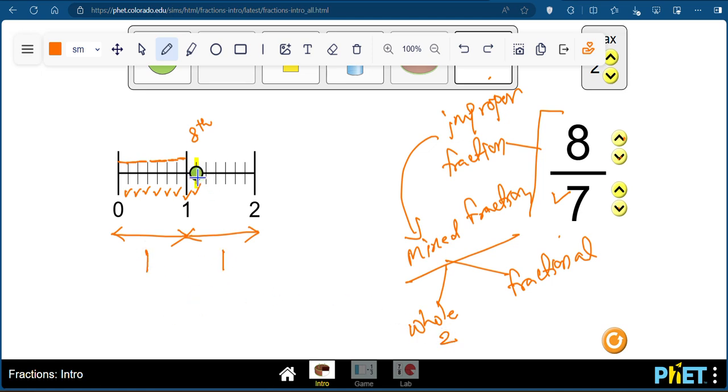So there are total two whole parts. But where is my dot? And how many whole parts did this dot cover? It started from this point and reached here on 8th position by covering one whole part. This dot covered one whole part and now it is at 8th position.